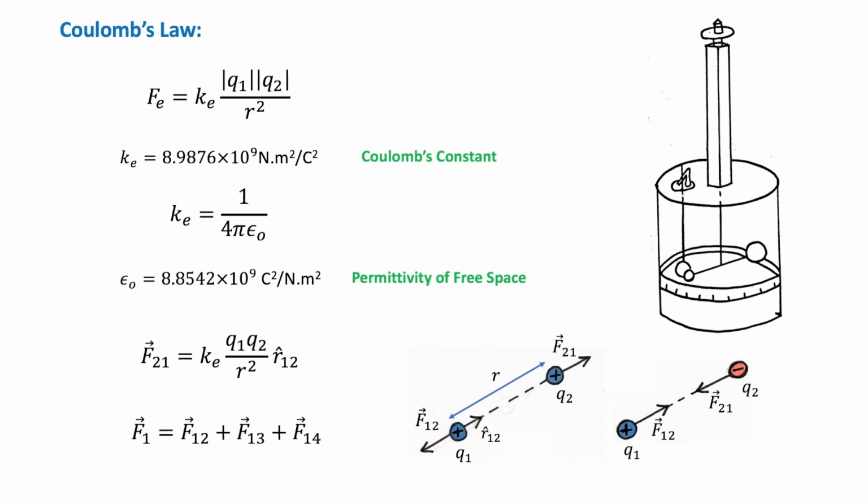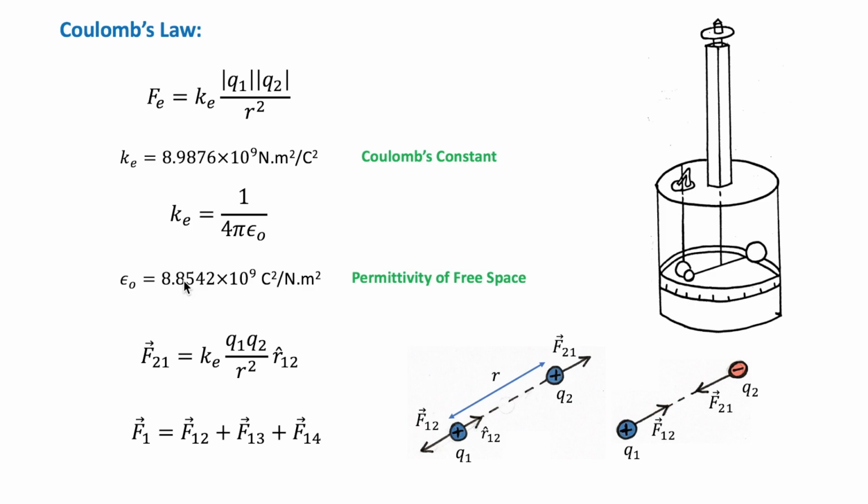So Coulomb's law states that the magnitude of the electric force between two point charges is directly proportional to the product of the charges and inversely proportional to the square of the distance between them. And this is known as Coulomb's constant, and the force is in Newtons if the charges are measured in Coulombs and the distance in meters. Coulomb's constant can be written as 1 over 4 pi epsilon naught, and epsilon naught is the permittivity of free space, and it has this value.